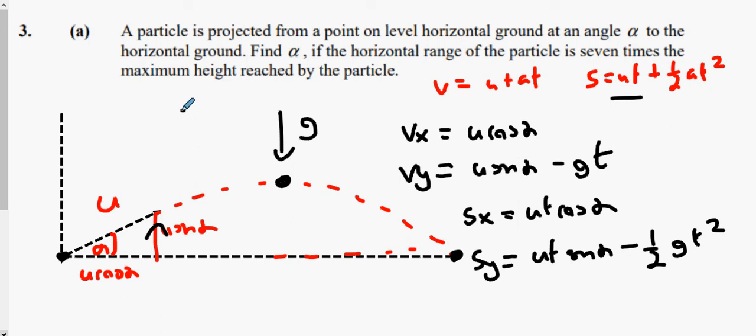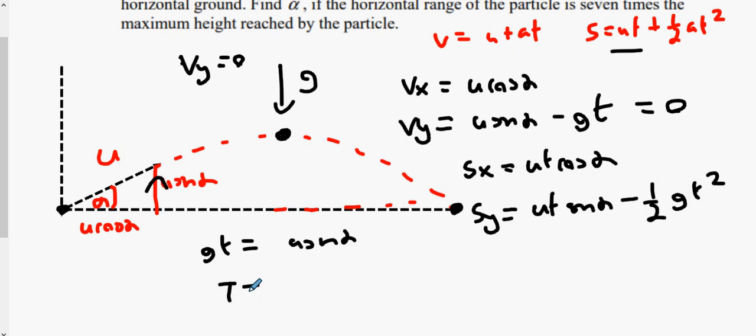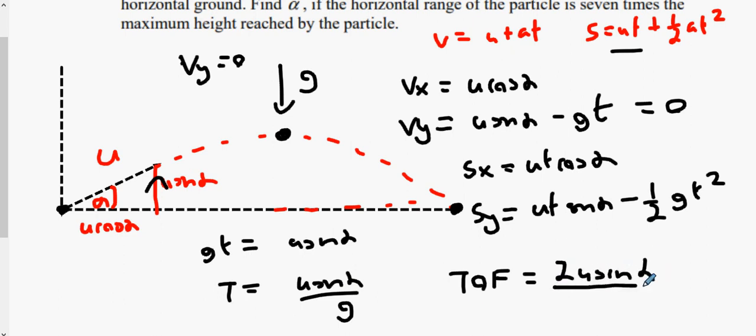Now let's go for this way. At the highest point, what are we guaranteed? Vy equals 0. So what we can then say is that gt equals u sine alpha, and your time for the highest point is u sine alpha over g. What's the time of flight therefore? Anybody? We know the time for the highest point. Twice that. Is that right, Phelan? Twice it? Okay.